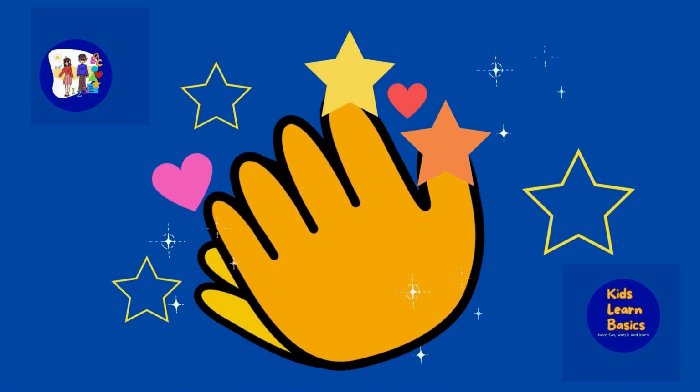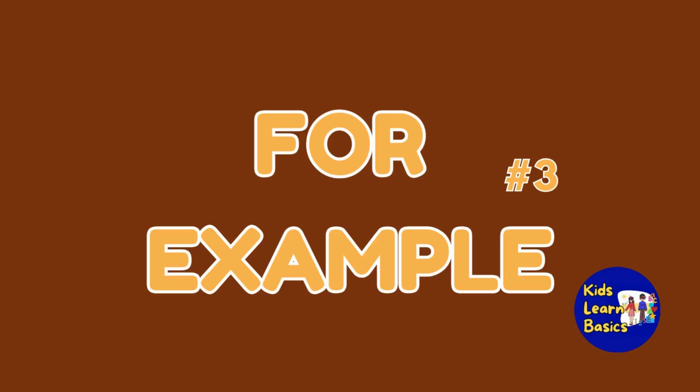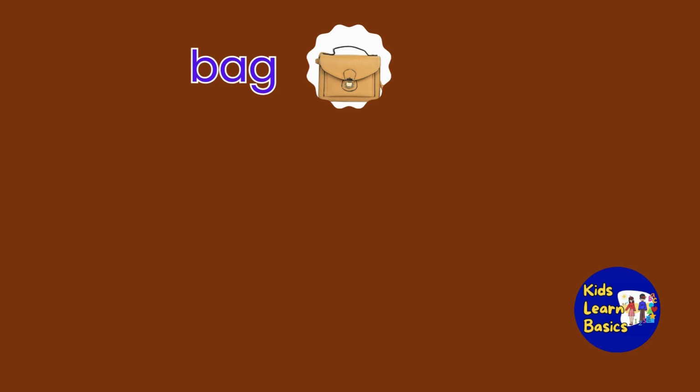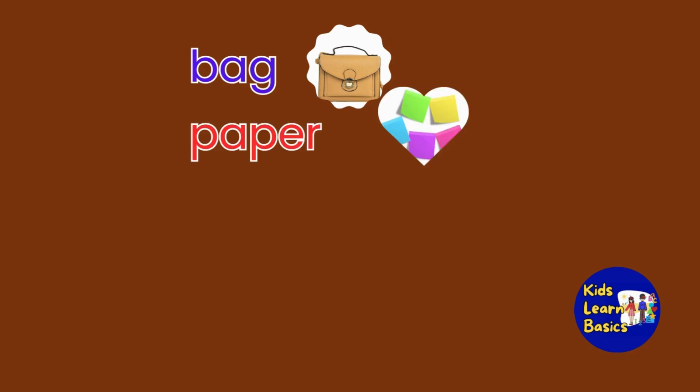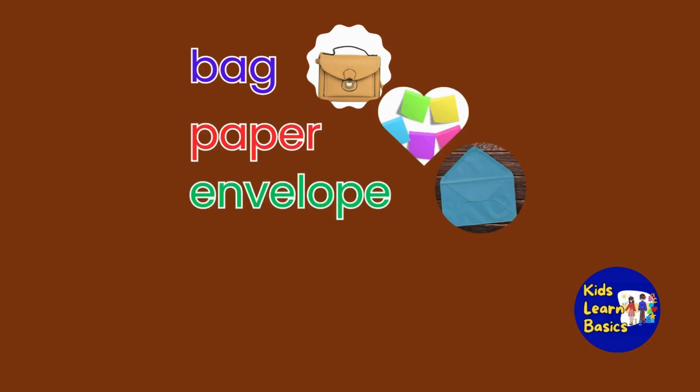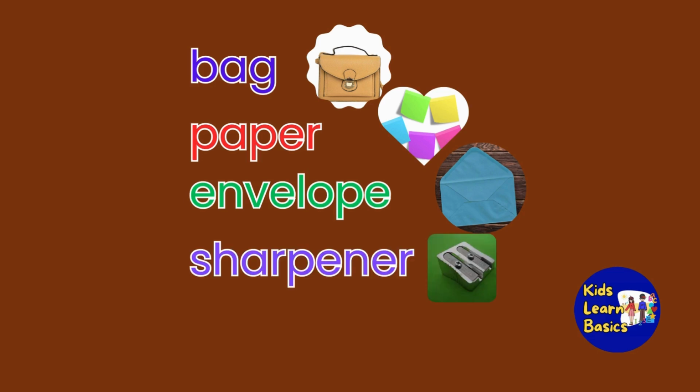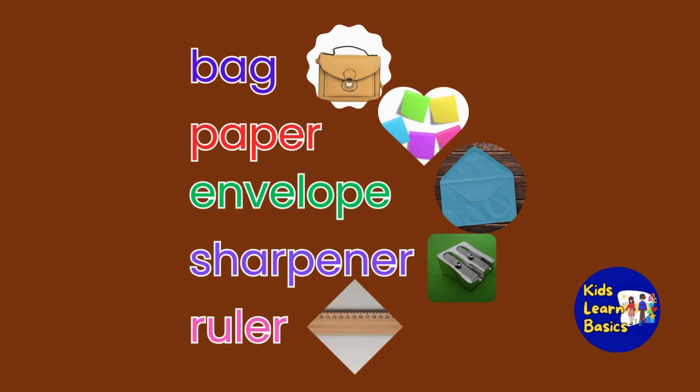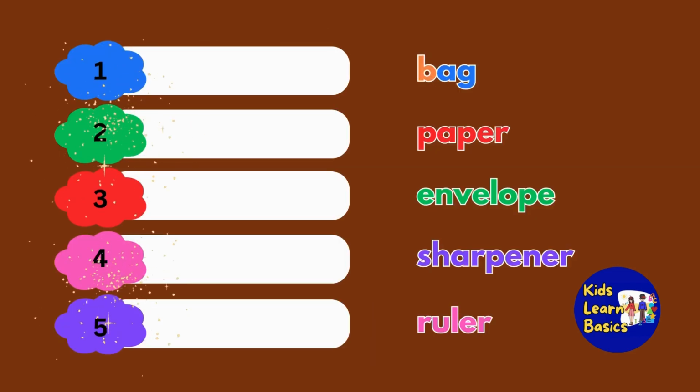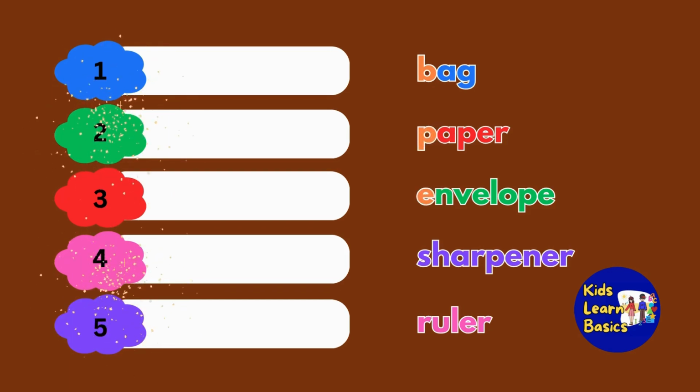Congratulations, kids! Here's the example of the third set of words: bag, paper, envelope, sharpener, ruler. Again, let's look at the first letters of the words. We have B, B, E, S, and R.